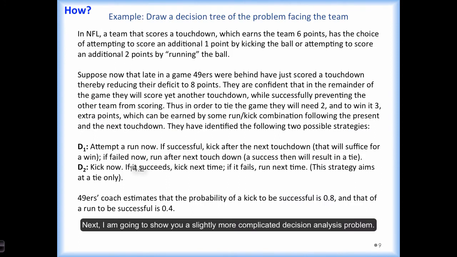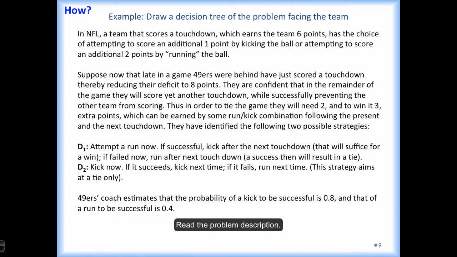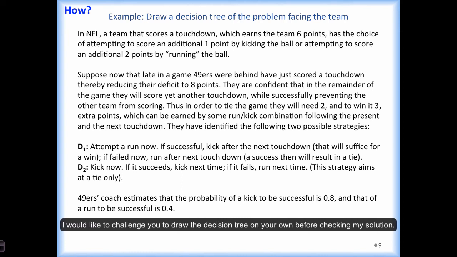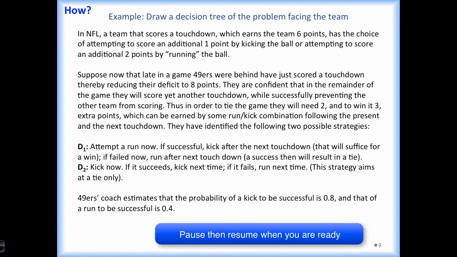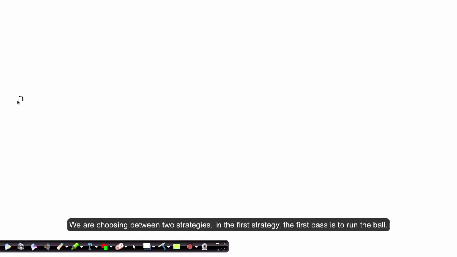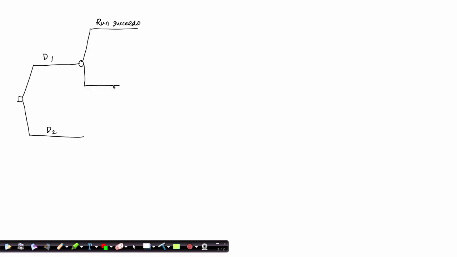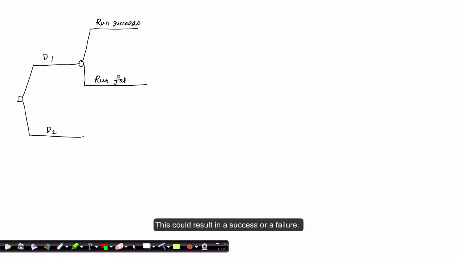Next, I'm going to show you a slightly more complicated decision analysis problem. Read the problem description first. I would like to challenge you to draw a decision tree on your own before checking my solution. We are choosing between two strategies. In the first strategy, the first pass is to run the ball. And we know that this could result in a success or a failure.